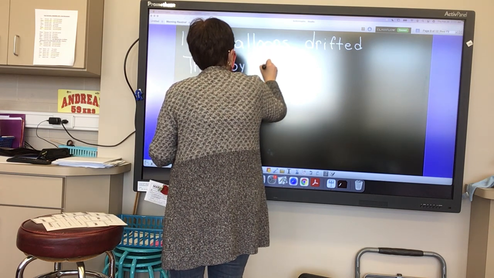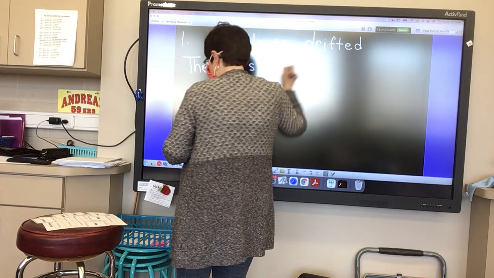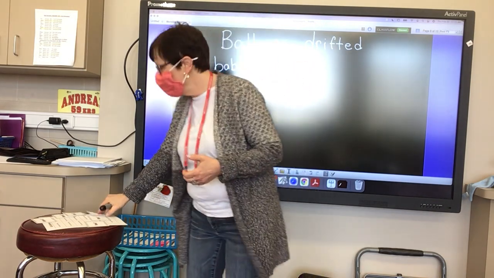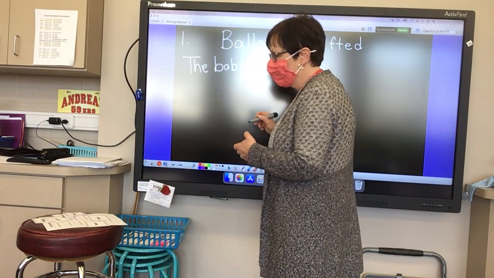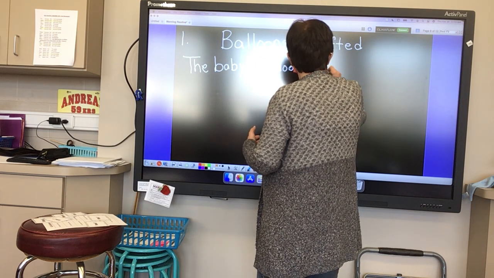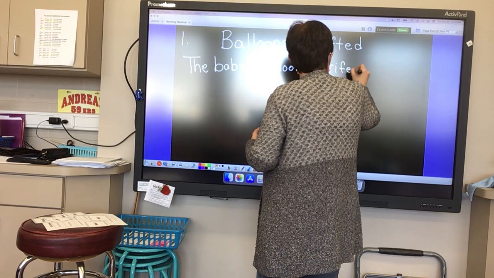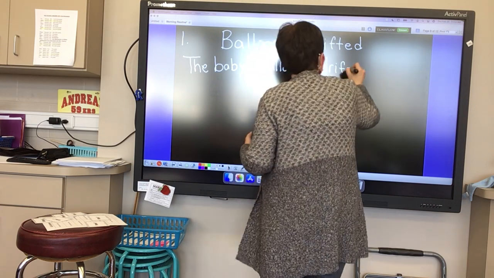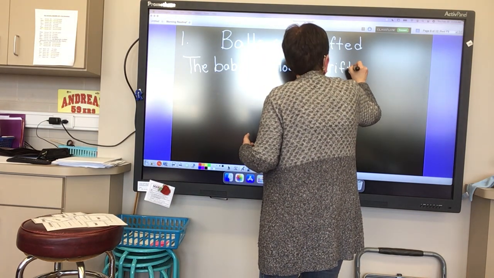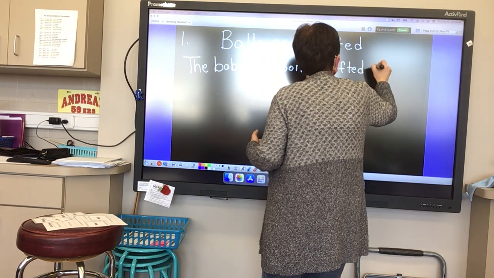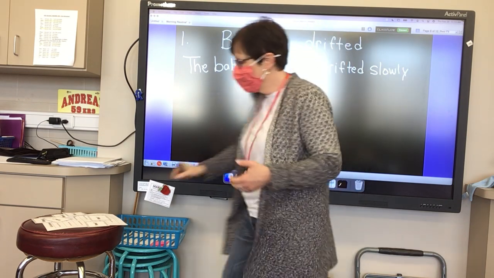The baby's balloons. So now I have my who. That is my who. The baby's balloons drifted. And I want to say how they drifted. Slowly. Okay, that's my how.